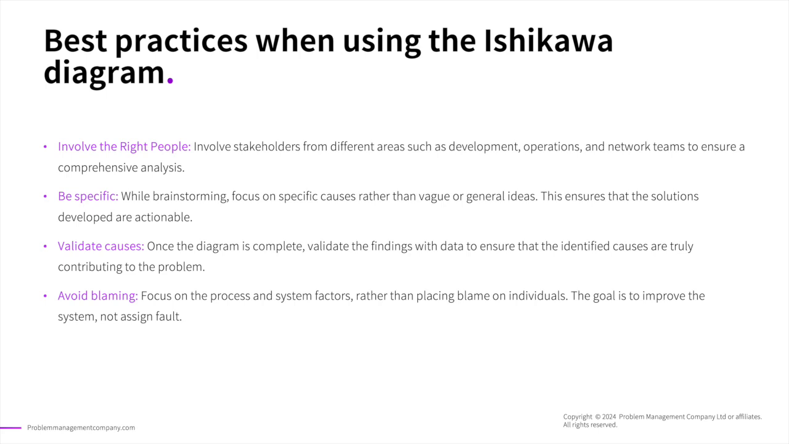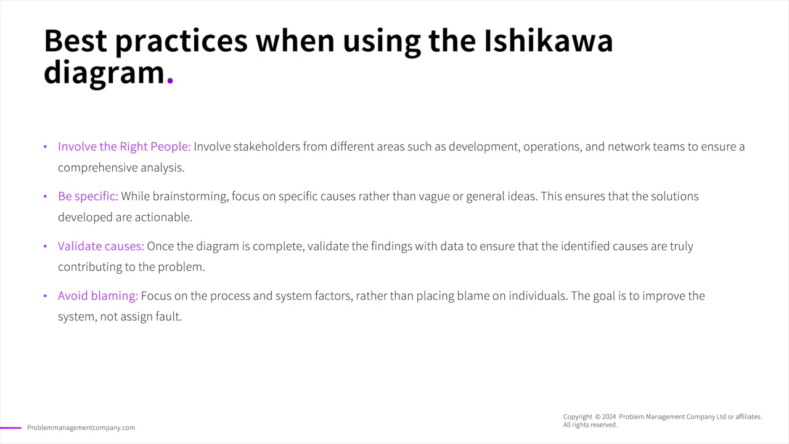Best practices when using the Fishbone diagram. Involve the right people. Involve stakeholders from different areas such as development, operations, network teams to ensure a comprehensive analysis. Be specific. Whilst brainstorming, focus on specific causes rather than vague or general ideas. This ensures that the solutions developed are actionable.